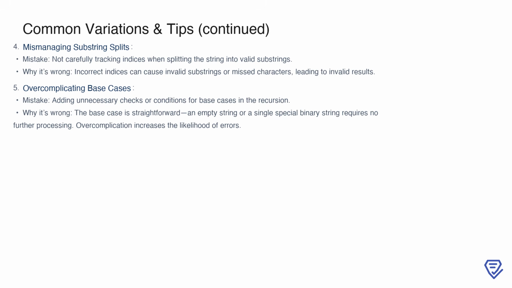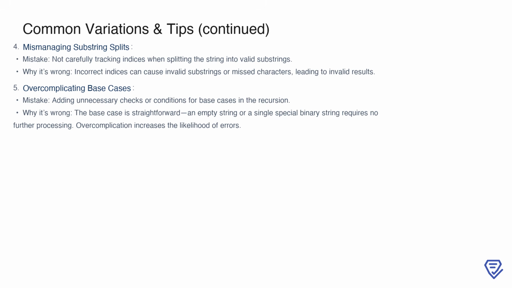Mismanaging substring splits is another frequent challenge. When dividing the binary string into valid substrings, precise tracking of indices is essential. Losing track of indices can result in invalid substrings or skipped characters, which compromises the solution.